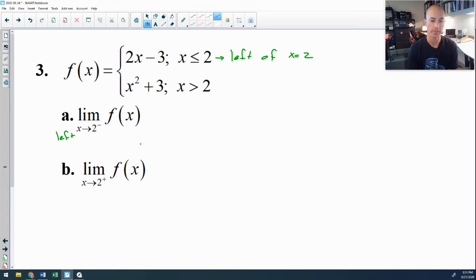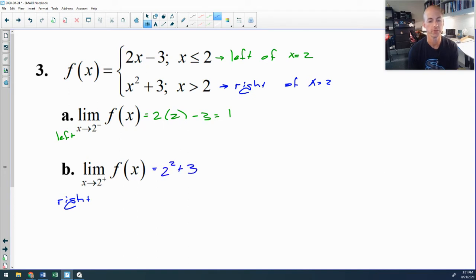So now I'm going to say, well, I'm looking at 2x minus 3, so I'm going to direct substitute into 2x minus 3. I'll keep this color-coded. That'll be 2 times 2, so I'm substituting 2 in for that. And 2 times 2 minus 3 is 1. For the right side of 2, I've got to look up at my piecewise function and find where the right side is. And that would be when x's are greater than 2. So I'm looking at this bottom piece. And for the right side of x equals 2, I have the equation x squared plus 3. So that'll be 2 squared plus 3, 4 plus 3 is 7.